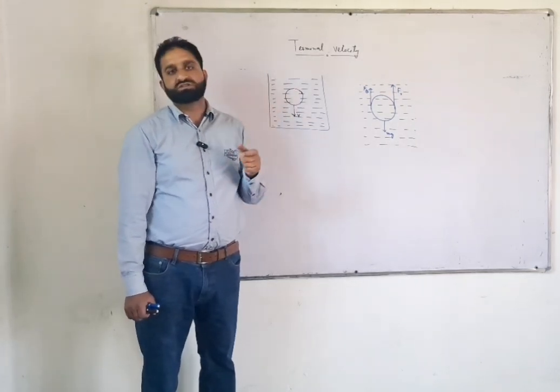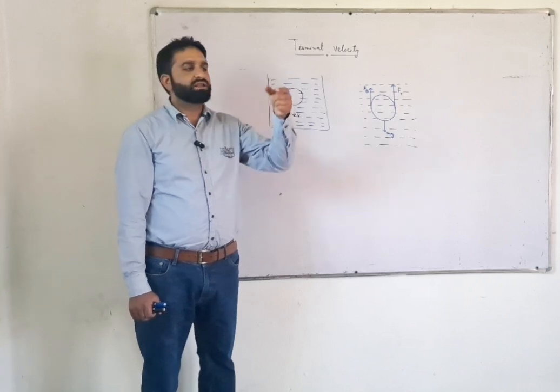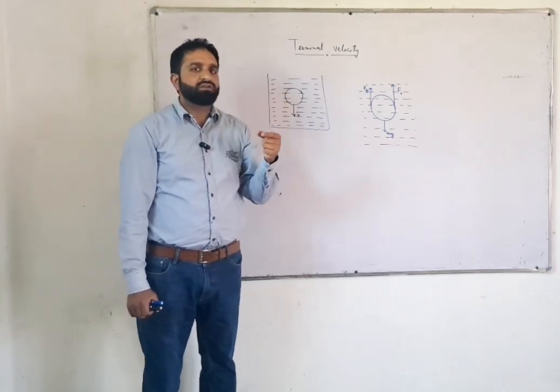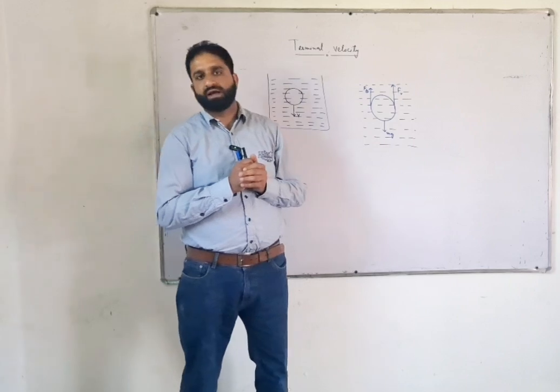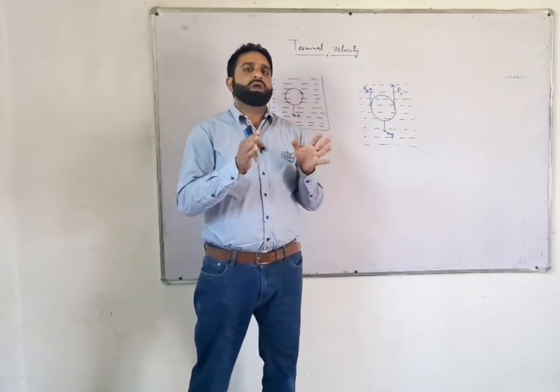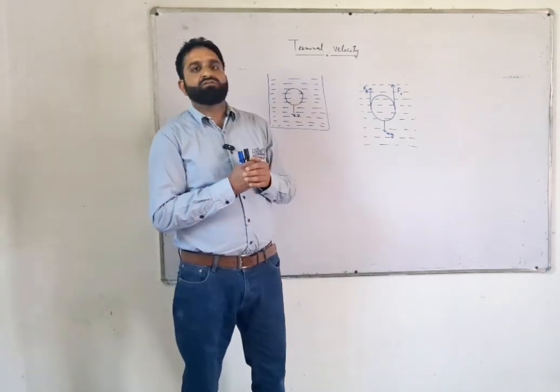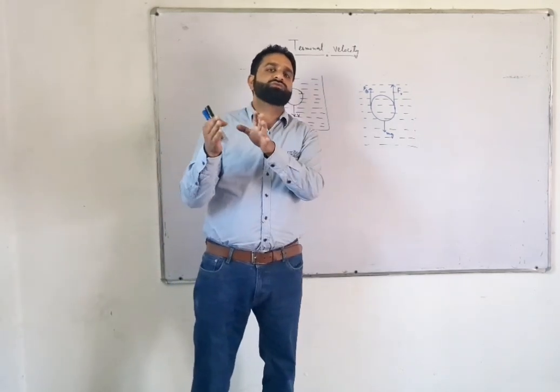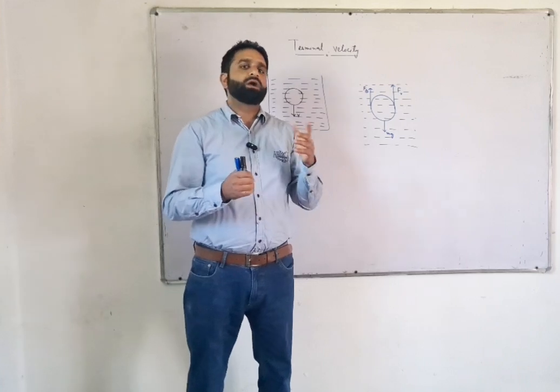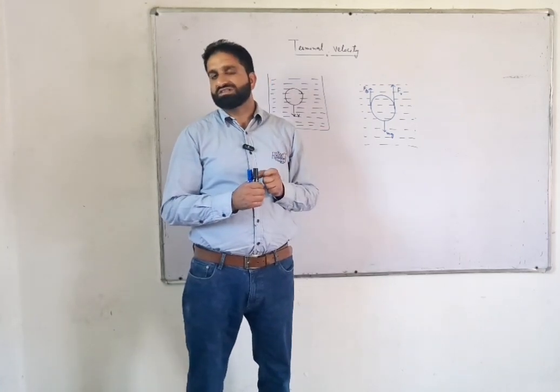As the resultant of the forces is equal to 0, there is no acceleration and the body moves with a constant velocity. That constant velocity is called terminal velocity. Now, to calculate the expression of the terminal velocity, we will see the forces on it, and the sum total of those forces is equal to 0. So the body moves with a constant velocity, that is terminal velocity.